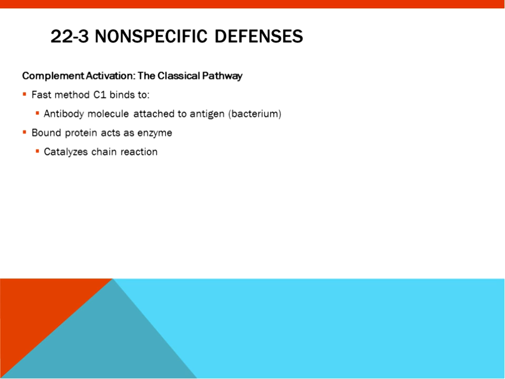Now, to get this whole process started, because these proteins are always floating around, but if you're not fighting off an infection, you don't need those proteins activated. We want them to just float around and wait until they get activated. In order to activate them, there are a couple of ways we can do that. We have the classical pathway and we have the alternate pathway, and there's another pathway that you'll talk more about in microbiology. The fastest method is the classical pathway.